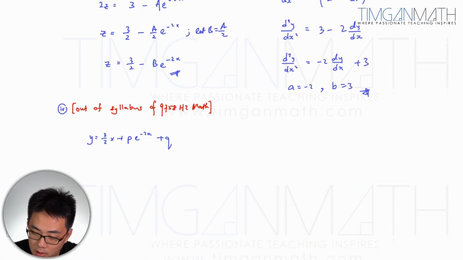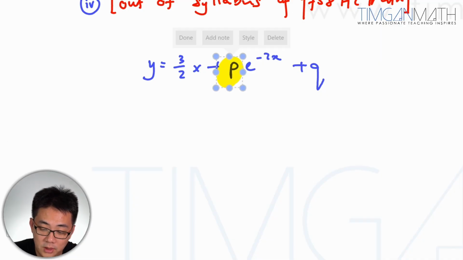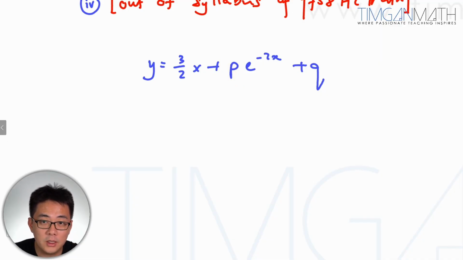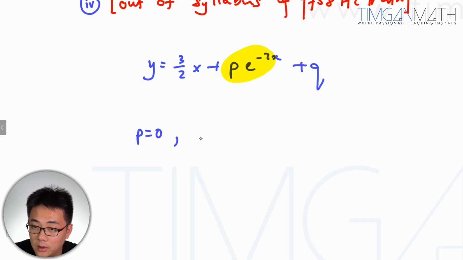Okay, so if it's a straight line, this is a family of curves, and in order for this equation to be a straight line, we just need p to be 0, because this portion here is not straight at all. So what we need to do is make this 0. So for a straight line, p equals 0, y is a straight line.